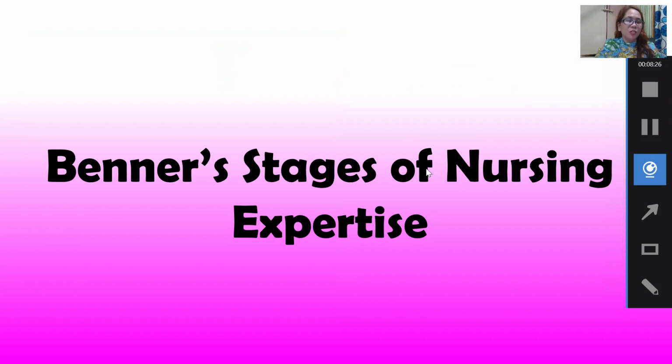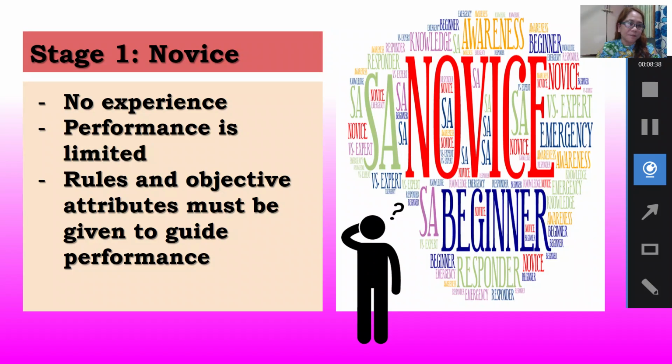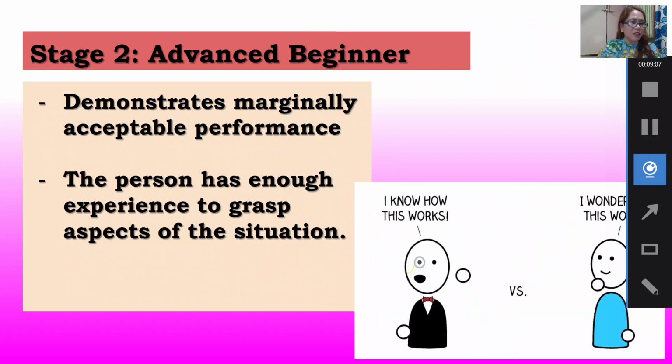Okay? So, let us now move on to the Benner stages of nursing expertise. So, ano ba yung alam nyo dito? I'm sure, dinaanan na rin natin to during your TFN. Okay? So, stage 1, according to Benner. So, may tinatawag tayong novice. So, na-discuss ko na to during your TFN. So, babalikan lang natin. So, when you say a novice, of course, a person doesn't really have any experience. Of course, because wala siyang experience, the performance is really limited. So, the rules and objective attributes must be given to guide the performance. So, dapat may rules and objective.